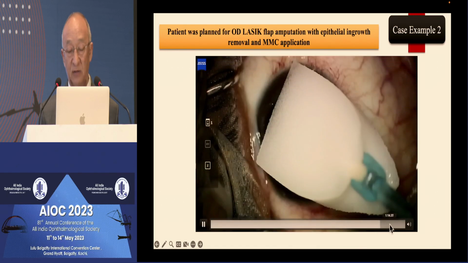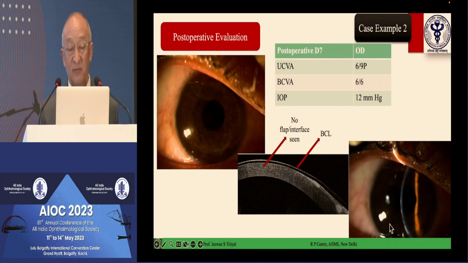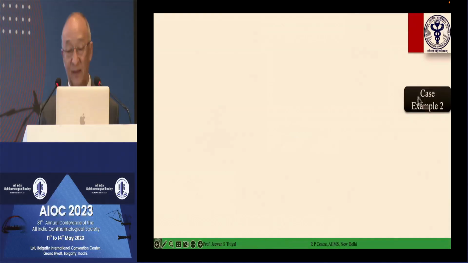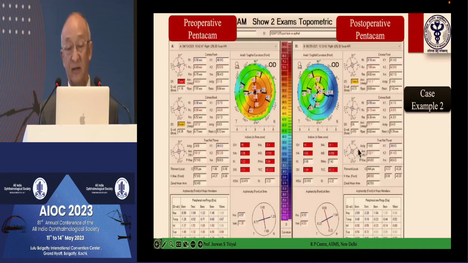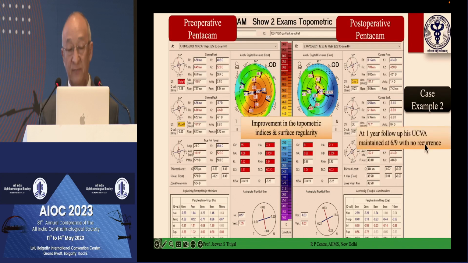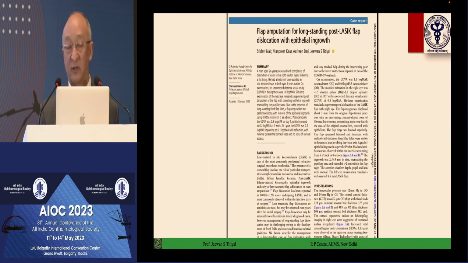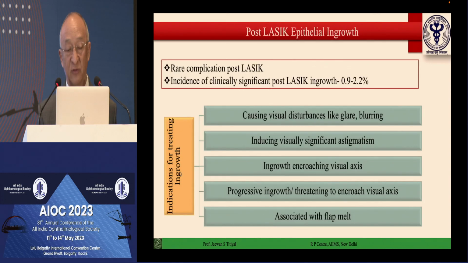We applied mitomycin C in this patient. Subsequently, surprisingly, this patient had 6/9 partial vision without the flap. And 1 year later, this is the pre-op topography and this is the post-op topography. Patient improved to 6/6 subsequently. So this flap normally doesn't really contribute to the refractive power as far as post-LASIK flap dislocations are concerned, and you can still take it out. You can read this publication in IJO subsequently.